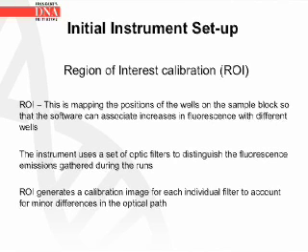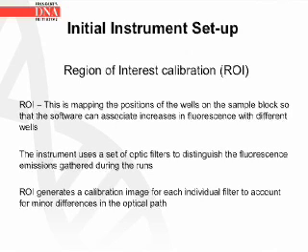The first calibration is called the region of interest calibration, the ROI. The ROI is a mapping of the positions of the wells on the sample block so that the software can associate increases in fluorescence with different wells. Basically, you are telling the software the positions of the wells on the sample block.